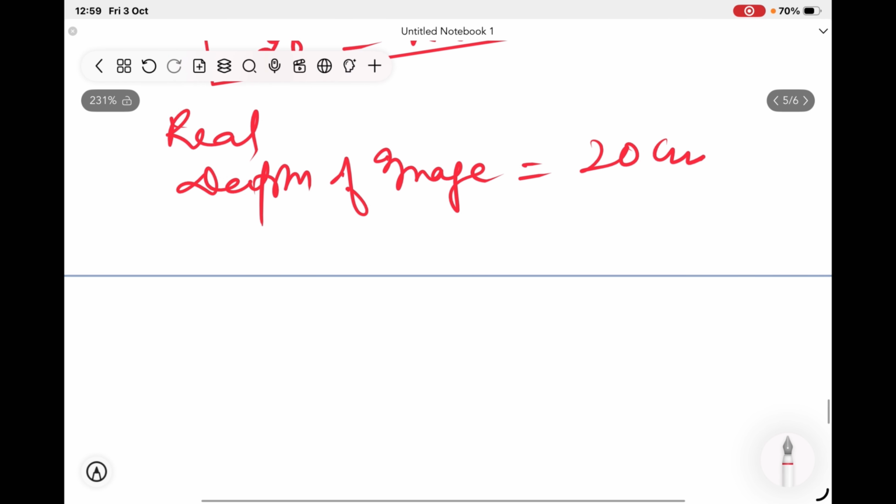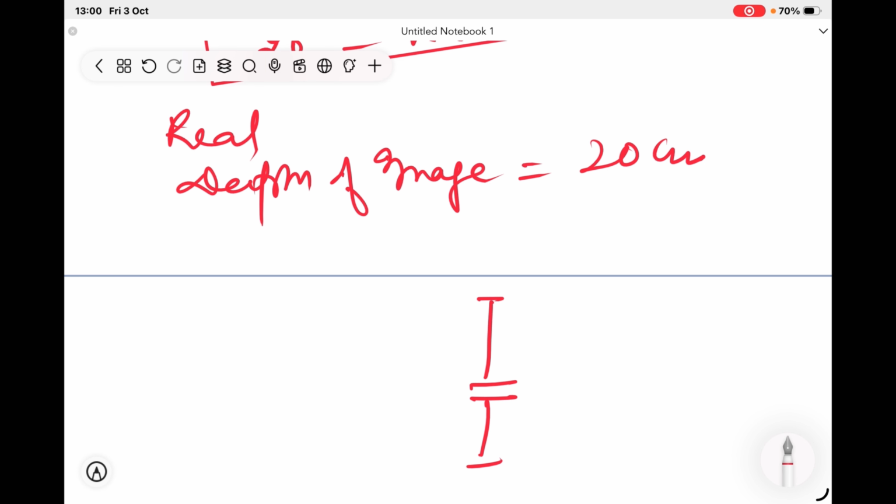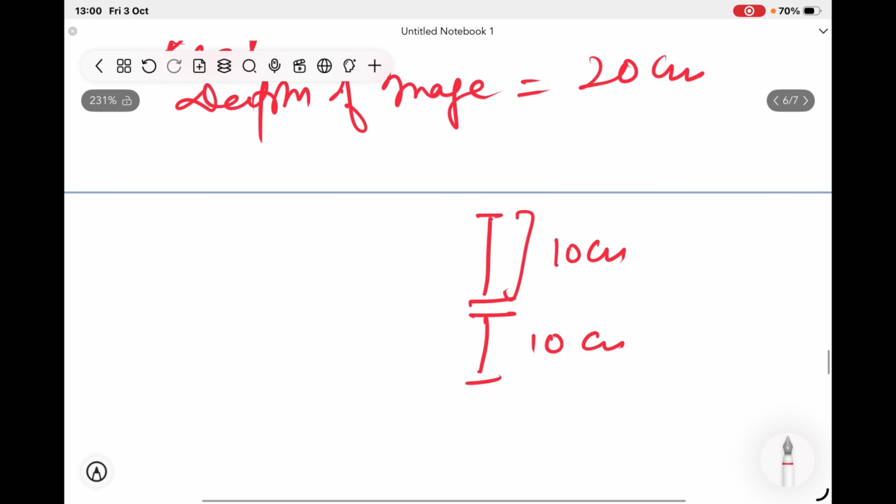So now you can find out V. Okay, 10 from above and then 10 behind the mirror. 10 is the depth of water, which is 10 centimeter. So 10 behind the mirror. So you can see V is 10. Okay, 20 is 10 plus 10.